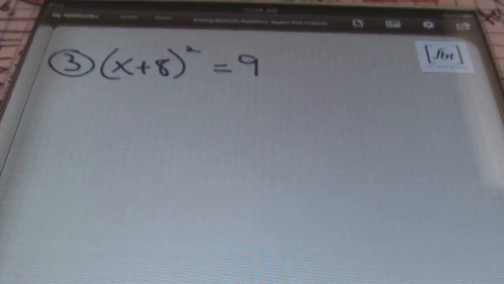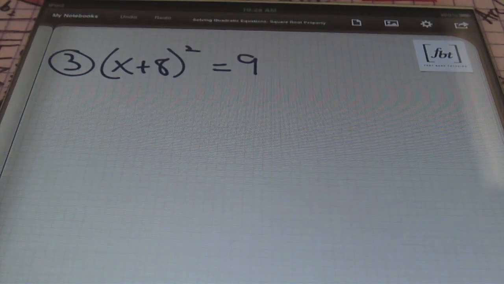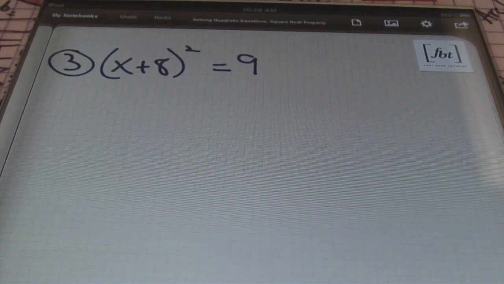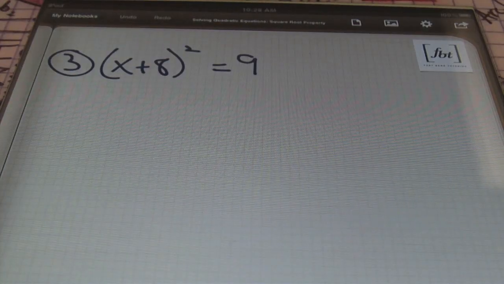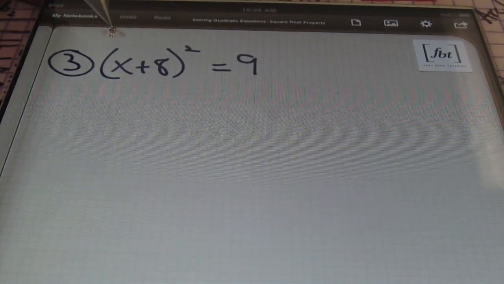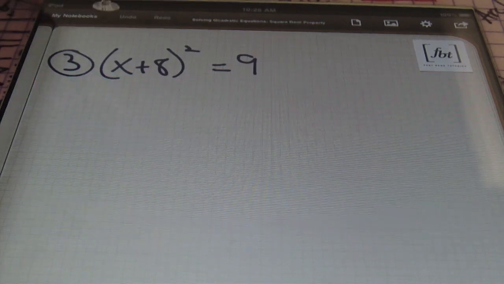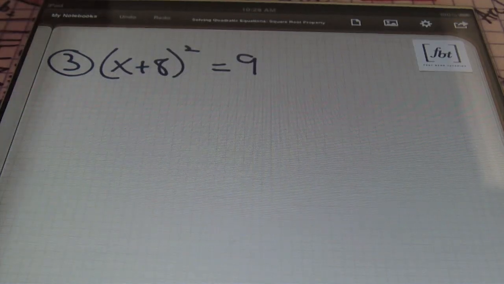Moving along, we have problem number 3, ladies and gentlemen. This is the quantity of x plus 8 squared equals 9. Remember, your first step is to isolate the part that is being squared. Here, instead of it just being a variable, it's a quantity. I have x plus 8 being squared. So I have that quantity squared that contains my variable. I want to get that part isolated. So once again, this x plus 8 to the second power, I need to get by itself, and it is.